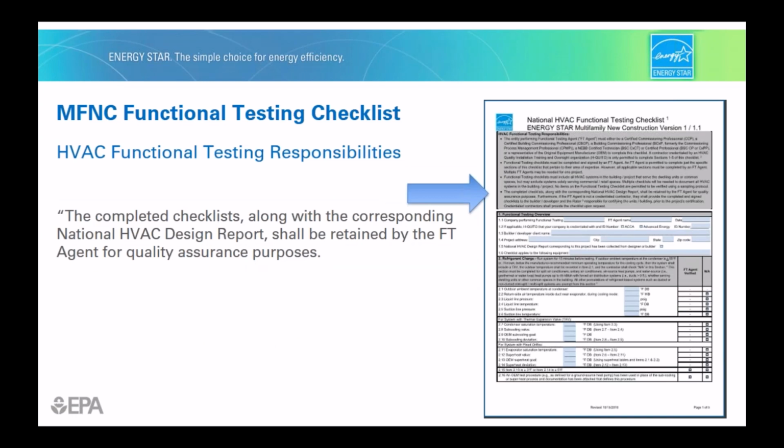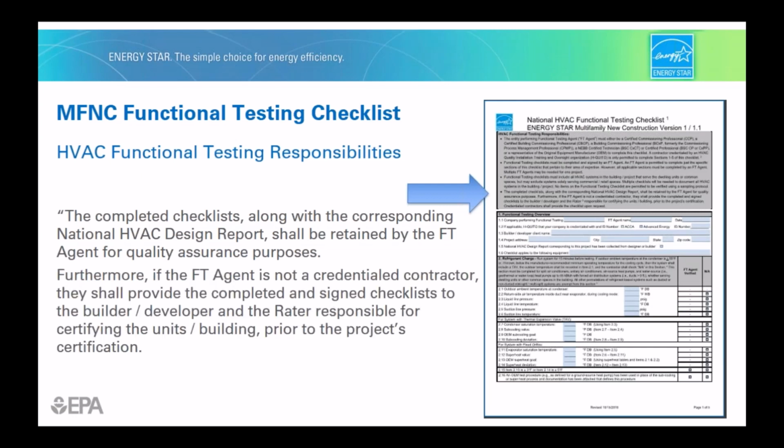The fourth and final bullet in this gray section indicates that the documents shall be retained by the functional testing agent for quality assurance purposes, and they should provide completed and signed checklists to the builder or developer as well as the rater. The project cannot complete its Energy Star certification without this completed checklist. The one exception is for the contractors credentialed by an HQITO. They are not required to deliver the completed checklist to the rater, but should do so if requested.